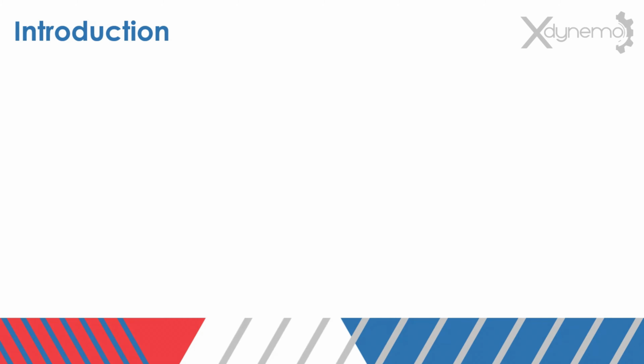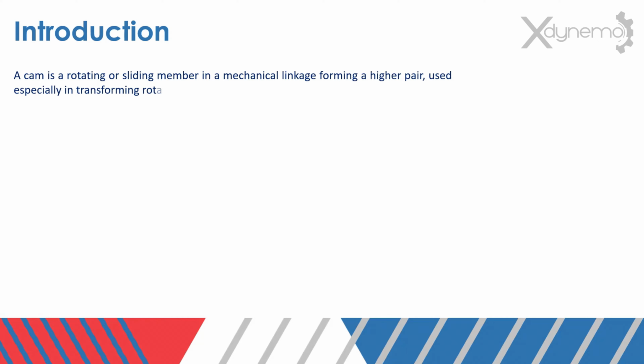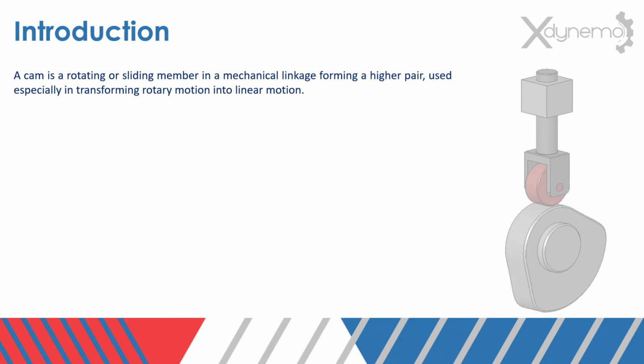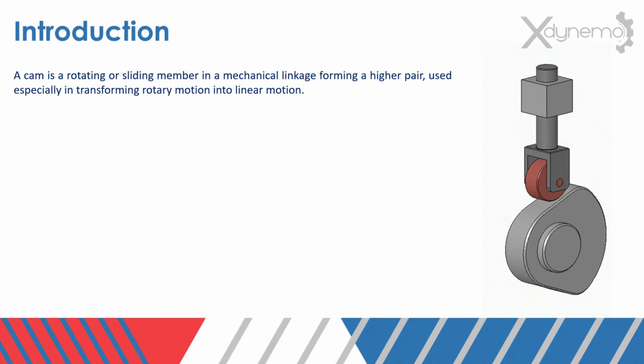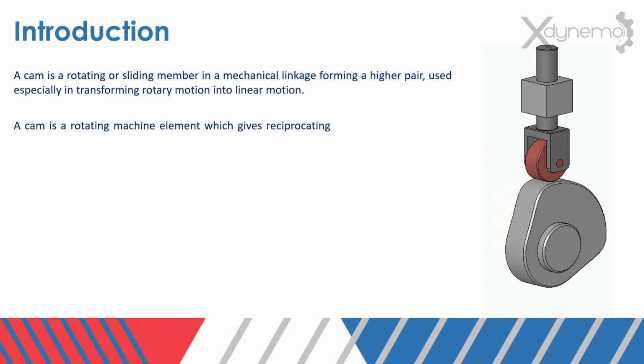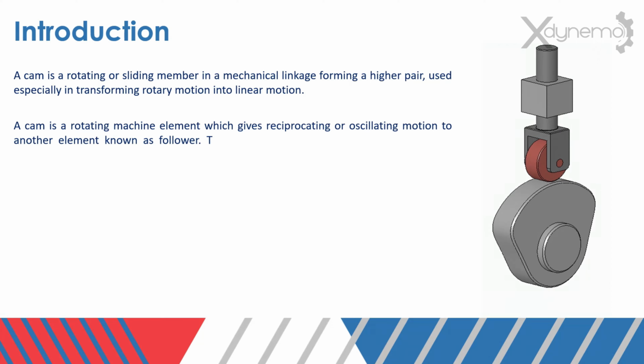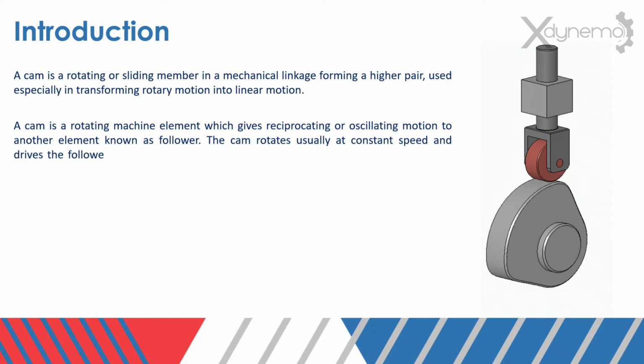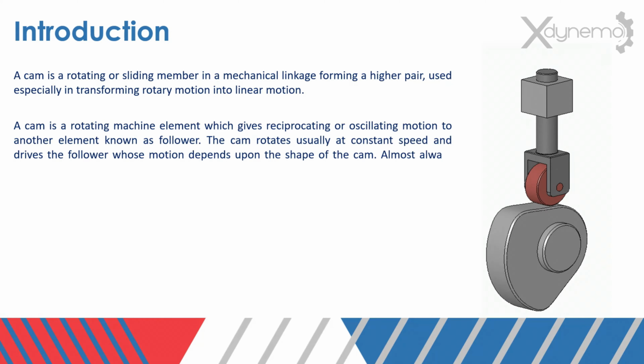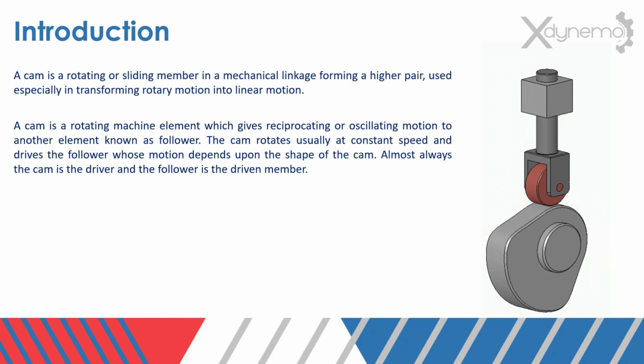Introduction. A CAM is a rotating or sliding member in a mechanical linkage, forming a higher pair, used especially in transforming rotary motion into linear motion. A CAM is a rotating machine element that gives reciprocating or oscillating motion to another element known as follower. The CAM rotates usually at constant speed and drives the follower whose motion depends upon the shape of the CAM. Almost always the CAM is the driver and the follower is the driven member.